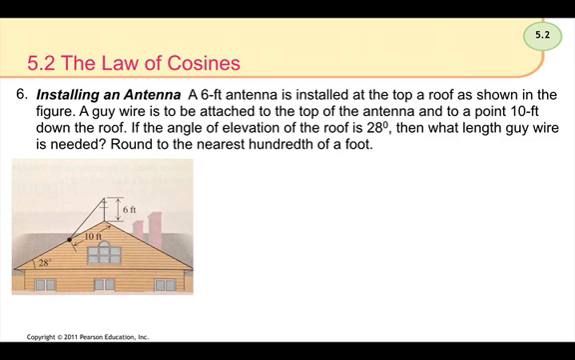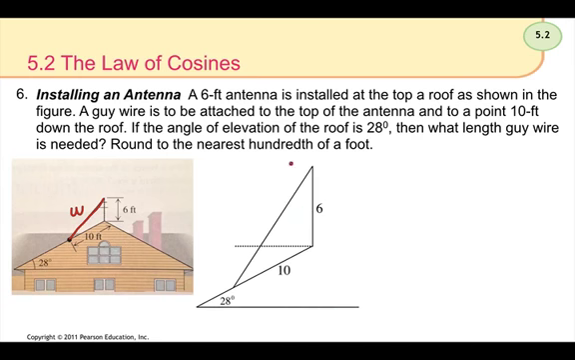So here's number 6. You can go ahead and read the problem, and you're going to notice that the information in this problem corresponds to this picture. And what you need to do in this problem is find this distance, the length of this guy wire, which I'm going to call W. So this is kind of small. I'm going to work with this picture instead, which has the same information. This is my guy wire here, and I'm going to call this W.